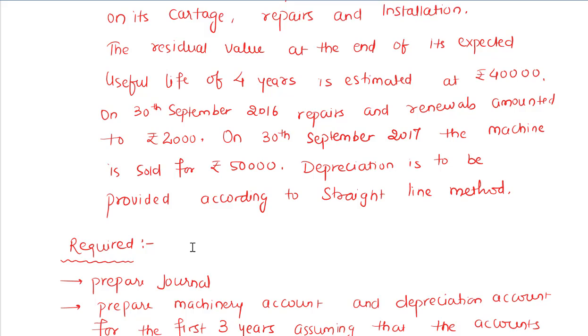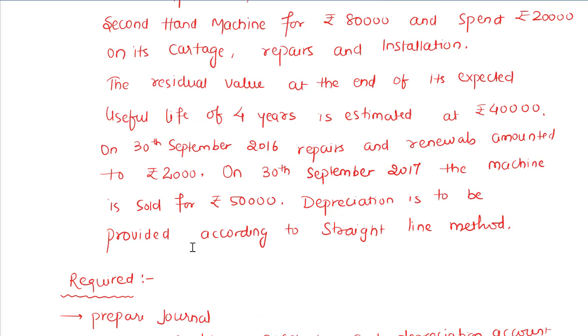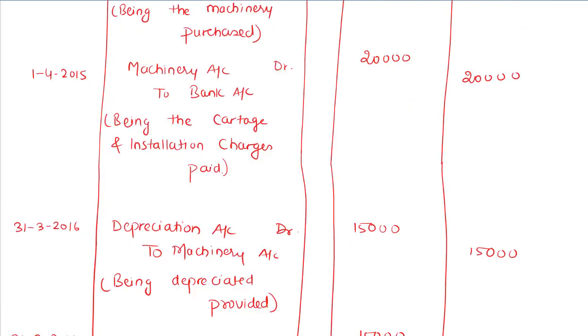Let's go back to the question now. The residual value at the end of the expected life of 4 years is 40,000. On 30th September 2016, repairs and renewal amounted to 2,000. On 30th September 2017, the machinery is sold for 50,000 as depreciation is charged according to SLM.